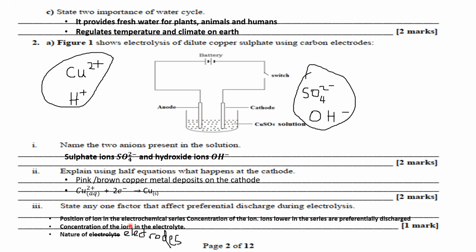Nature of electrodes. If you put copper metal here instead of the carbon electrodes, we'll get different ions. Therefore, that would also affect the preferential discharge.